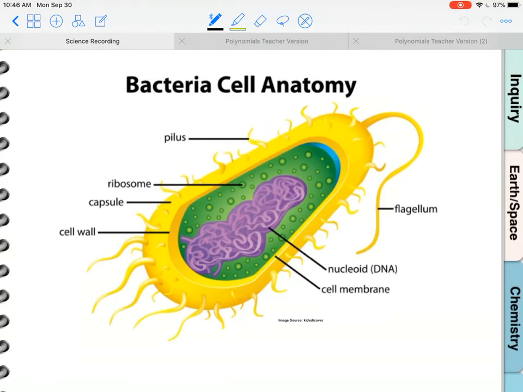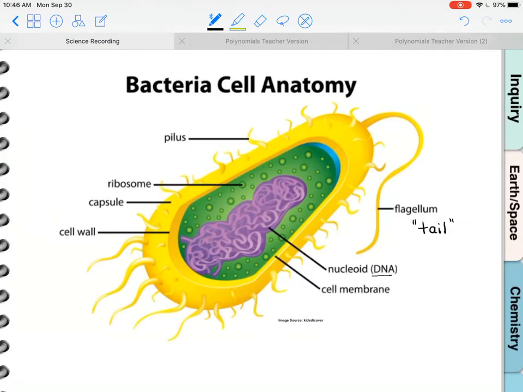Okay, if you look at this particular bacteria cell, let's look at what we see. Some of this is familiar and some of it is not. I'm starting up here at the top. We'll just start with the pilus, which is, you see those little hair-like things on the outside of the bacteria. I'm guessing that helps the bacteria to move. Flagellum, this is a very common term in biology. It's sort of a tail. So this particular bacteria is a flagellate, meaning it has that tail.